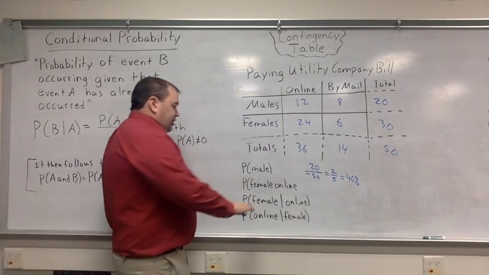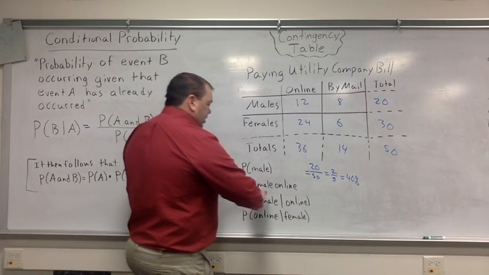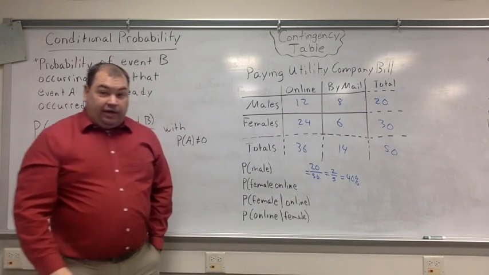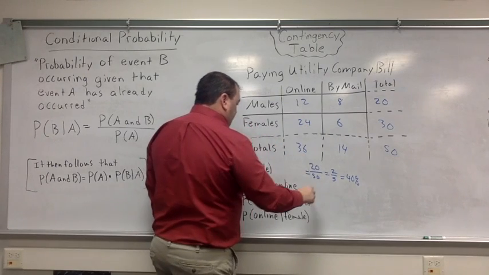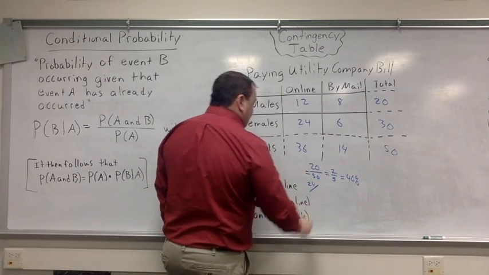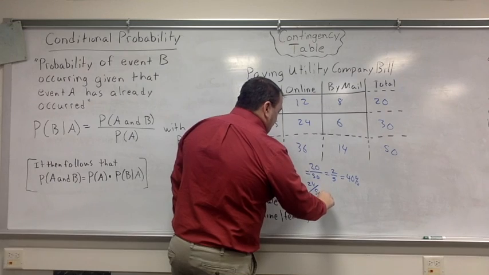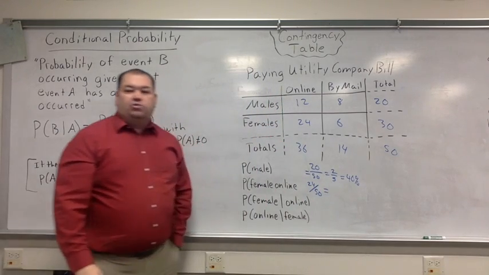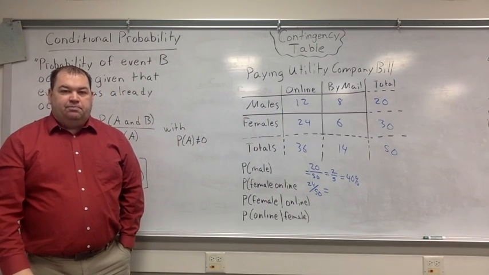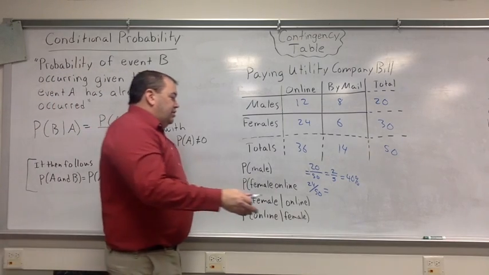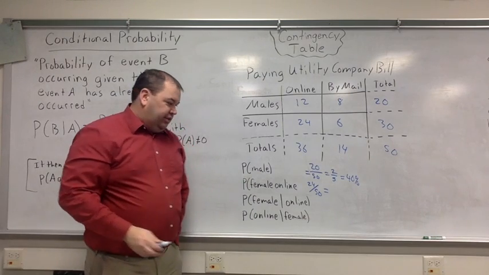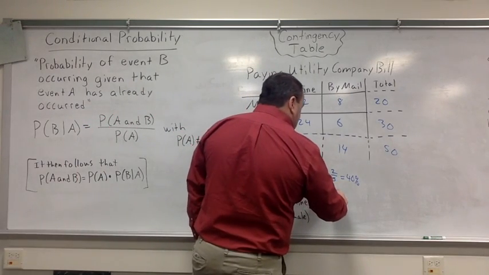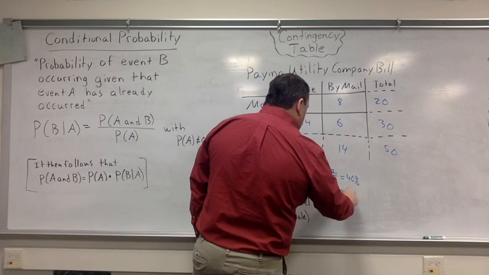The next question says, what's the probability of picking a female who paid online? I go to the female online. There are 24. That's what I want to get. We're still talking all 50 people. So it's roughly 50%. I'll reduce this. We're at 48%. Now let's dive into one of these conditional probabilities.